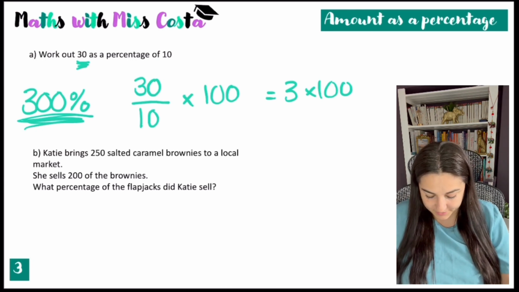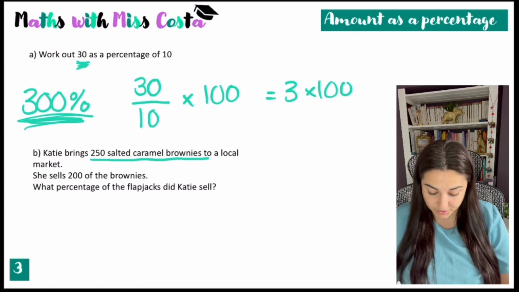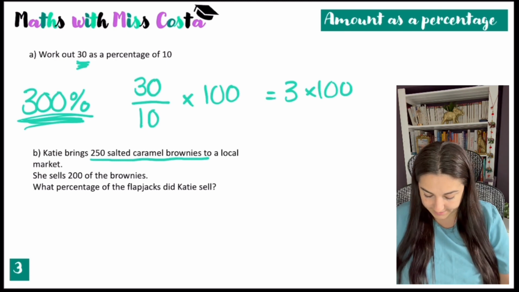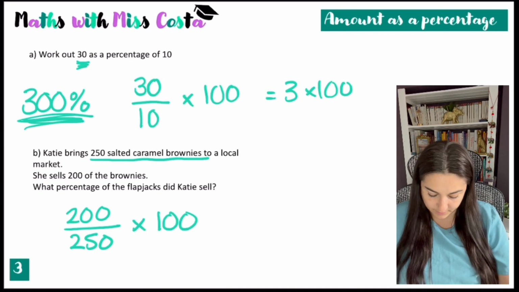Now, Katie brings 250 salted caramel brownies. I love salted caramel brownies. To a local market. She sells 200 of the brownies. What percentage of the brownies did she sell? So she sold 200 out of the total, which is 250. And then I'm going to multiply that by 100 to turn it into a percentage.